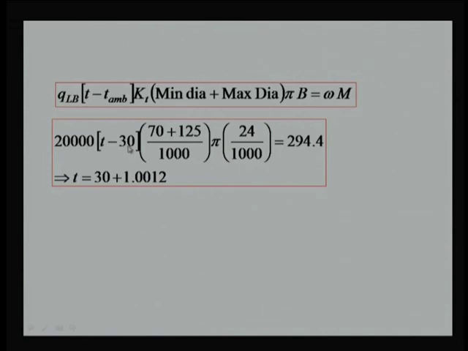This is the ambient temperature. KT is in this case 1, the minimum diameter is known, the maximum diameter is known. The value of B is also known to us. We already figured out and estimated this value, omega into M, that turns out to be 294.4 watts. If we do the calculation estimate, we find the temperature is 30, which is the ambient temperature, plus 1 degree. That is well within limit. There is not much of a problem.